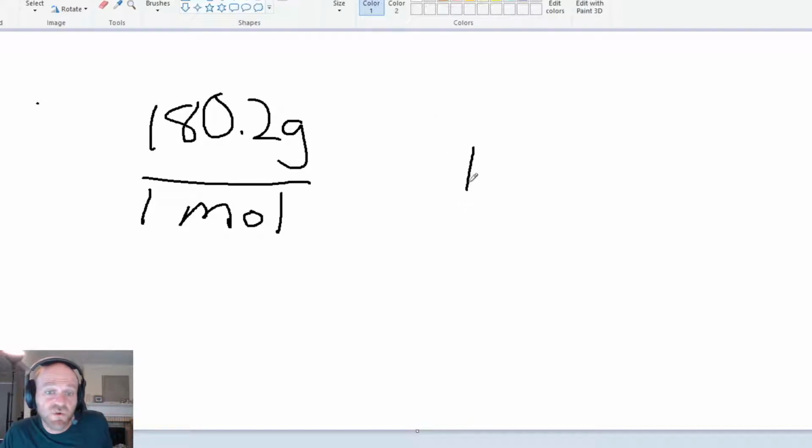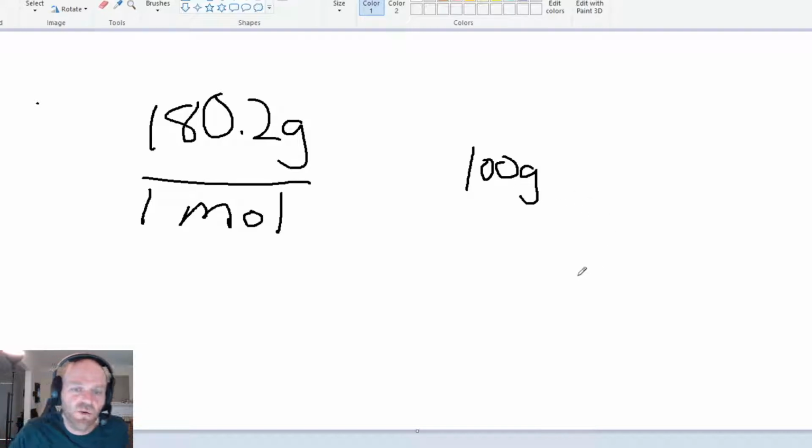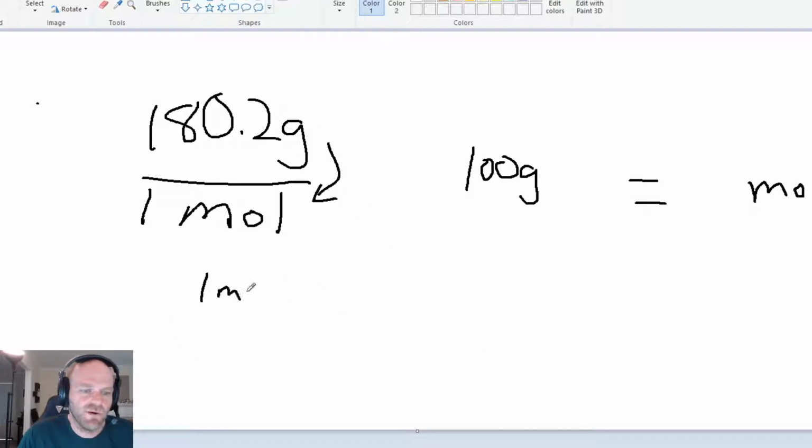So now this is where I decide which way I want to put my conversion factor, right? So if I want to multiply this times 100, but I want to leave mole on top. Mole has to be on top because that's the answer that I'm trying to get. So this needs to flip, right? To get mole back on top. So let's do that. 1 mole over 180.2.